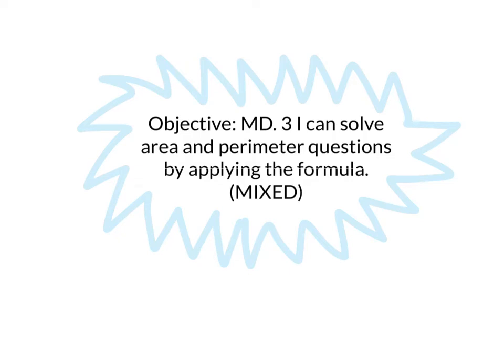Today's objective: I can solve area and perimeter questions by applying the formula. So just like our last video, you have learned how to solve all the different types of area and perimeter problems. So now you're going to see all these different problems mixed up together. So it's going to be really important to look at what you're given in the problem and to clearly identify what we're solving for. So go ahead and take out a paper and pencil. We're going to do this next problem together.